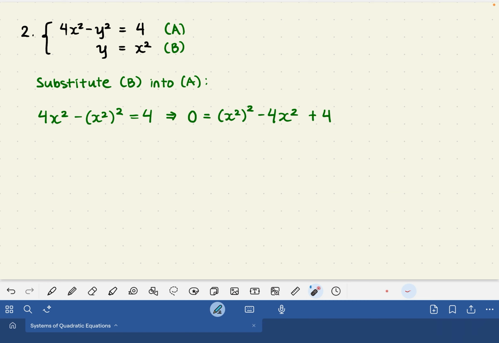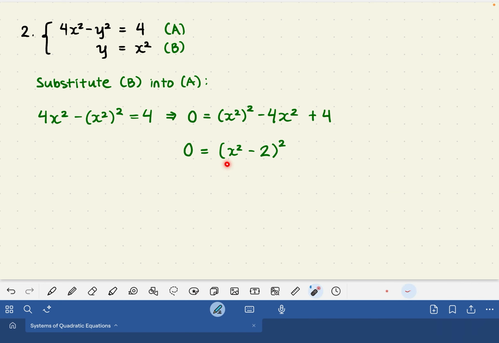Then what can you notice here? Notice that if we replace x squared with just a, we'll have a squared minus 4a plus 4, which is essentially a perfect square. This means that we know how its factorization looks. So this factors into x squared minus 2, squared. That is because the given is just a perfect square trinomial.